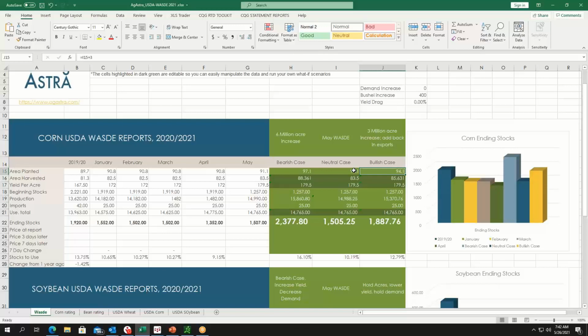So what does our balance sheet do? What does the truth actually tell us? And where does our risk lie? And here's what it is. If we increase 6 million acres, and if we increase 3 million acres, okay, there's two numbers here. We're going to increase above 91.1. Let's just assume that.